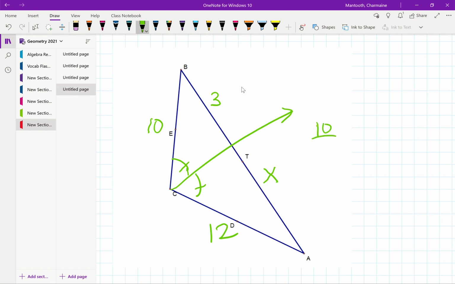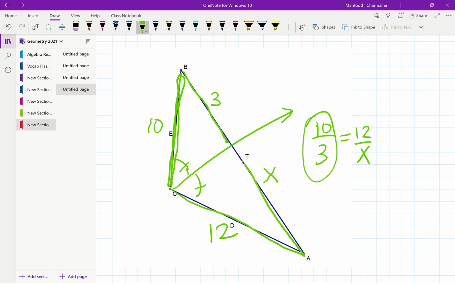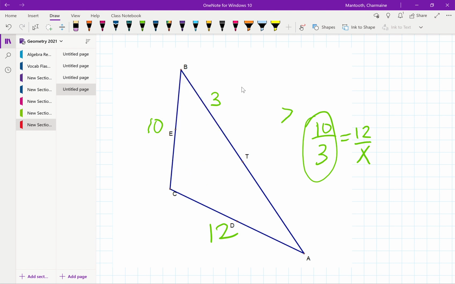So if I have one angle bisector, I create proportions. So 10 over 3 equals 12 over x. And remember, the order that you use to write your first ratio, you have to use that same order for the second ratio. So when I say 10 over 3, I stayed on this side of the bisector. I said whole side over piece of side is equal to whole side over piece of side. There are other ways to set up that proportion, but just use consistency.